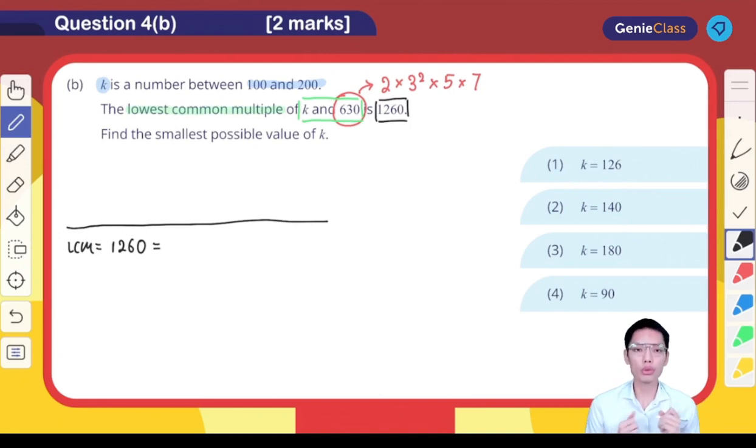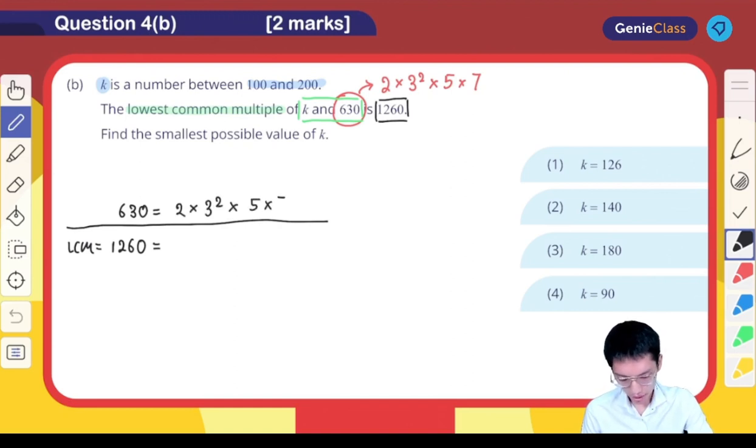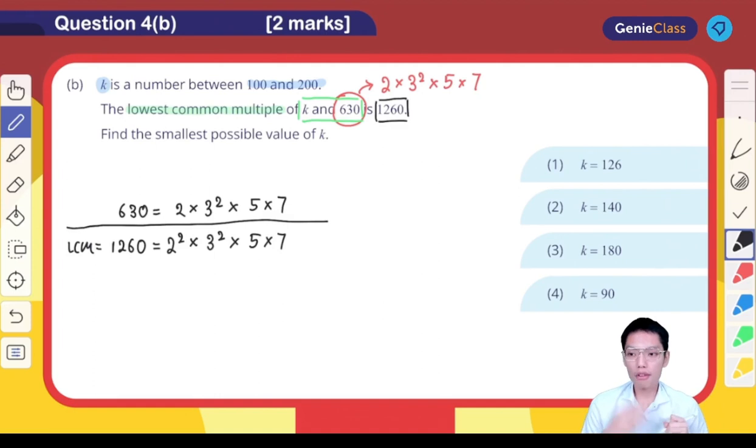Now when we do our prime factorization for lowest common multiple, always break everything down into prime factorization first. 630 is given to us, so we can write it down first: 2 times 3 squared times 5 times 7. I'm not solving this quickly from thin air. It was done in part A just now. If I solve for the lowest common multiple of 1260, you realize it's 2 squared times 3 squared times 5 times 7. From this information, we need to find K.